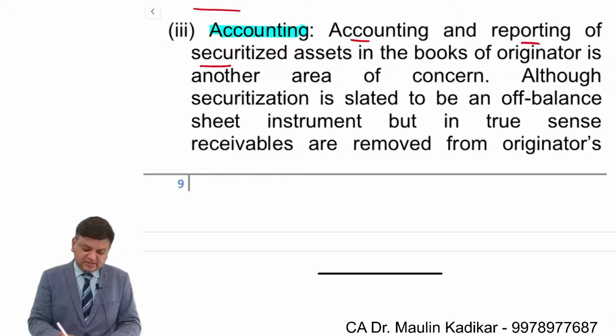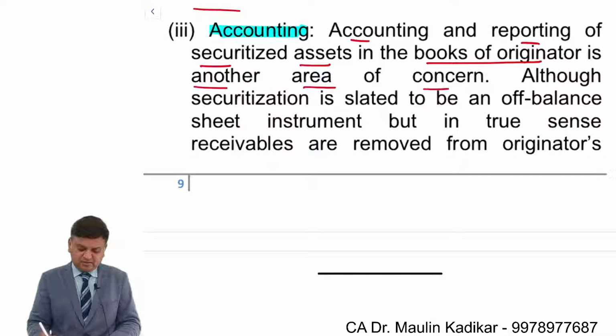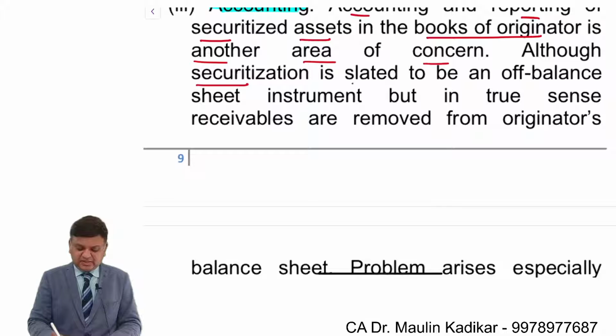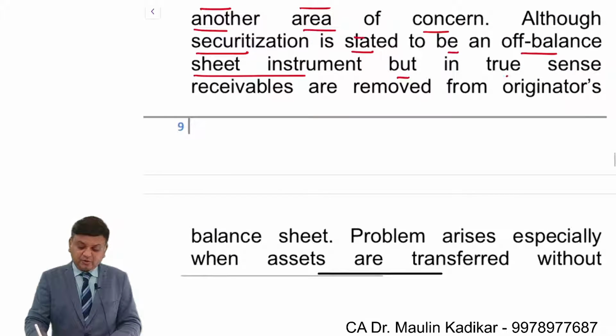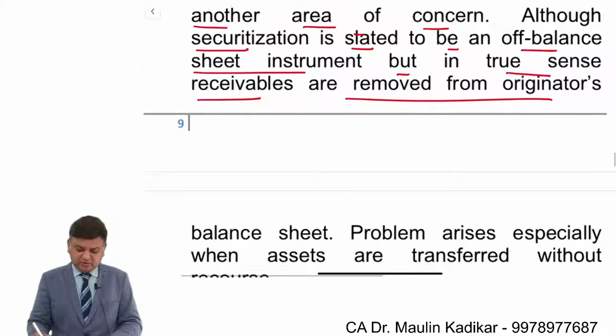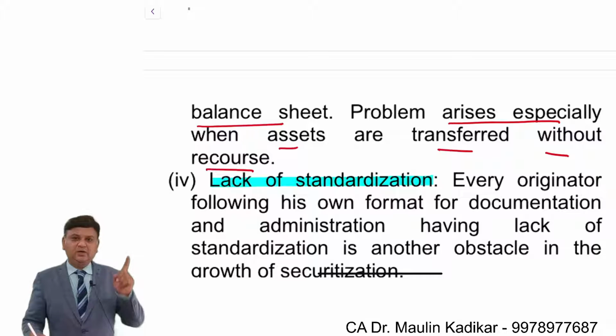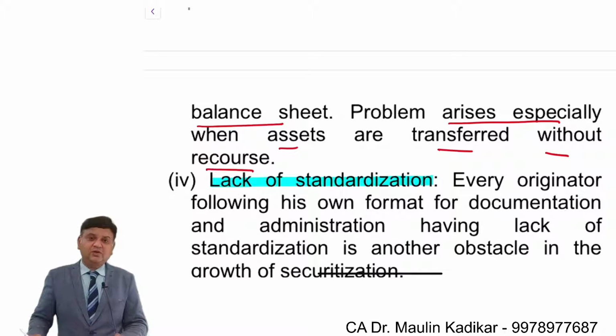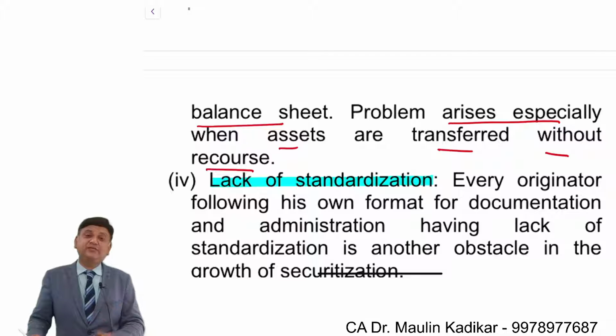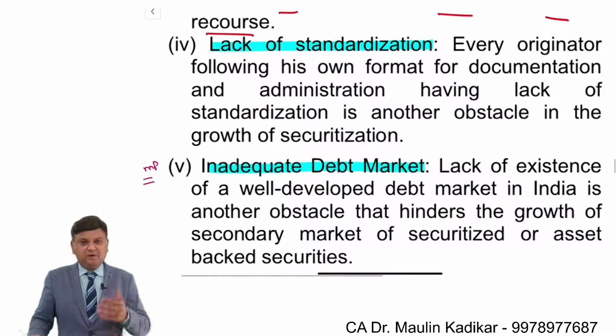Accounting and reporting of the securitized assets in the books of the originator is another area of concern. Although securitization is stated to be an off-balance-sheet instrument, in the true sense receivables are removed from the originator's balance sheet. The problem arises especially when assets are transferred with recourse. Recourse means the originator is still responsible for making payment if there is a default by the borrower, the obligor.